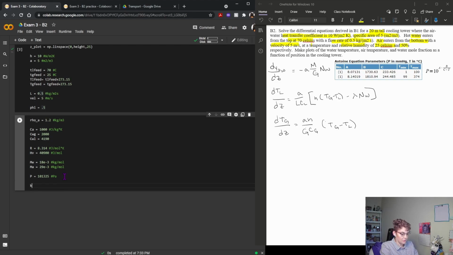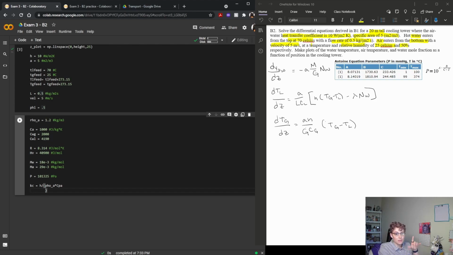So we will have the mass transfer coefficient equal to the heat transfer coefficient divided by the density of air times the heat capacity of air, I believe. And then we also want the mole fraction of water in the air feed, and we know that that can be determined by the partial pressure of the water divided by the total pressure.